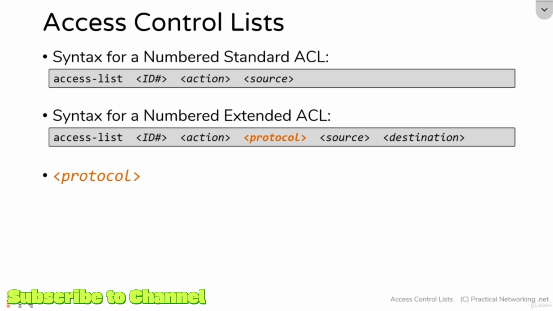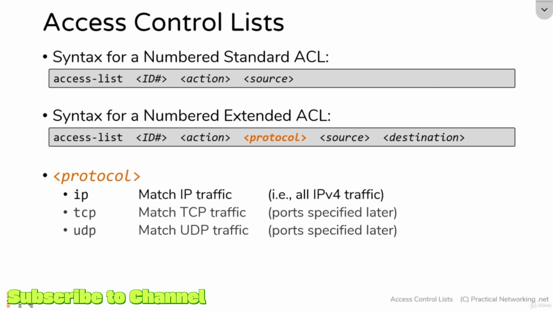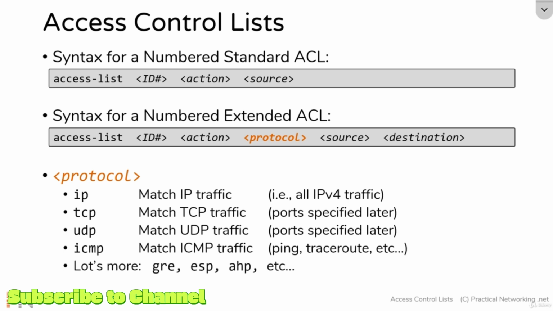There are a few different options here, one of which is simply IP. If you list IP in the protocol section, you're indicating to the router that you're matching all IP traffic. You can also match on the TCP or UDP protocols. If you specify one of these, you'll be able to specify ports later on when you get to the source and destination. You can also list the protocol ICMP to match pings and traceroute, and there's a slew of other protocols you can use, like GRE or these IPsec protocols and so on. Keep in mind, this field does not mean ports. Ports will be specified later on if you specify TCP and UDP as the protocol.